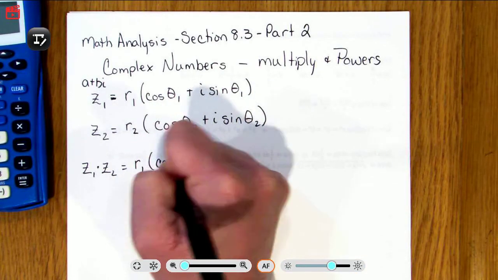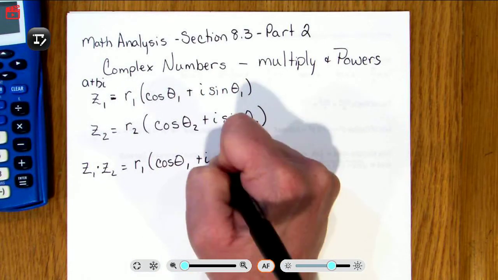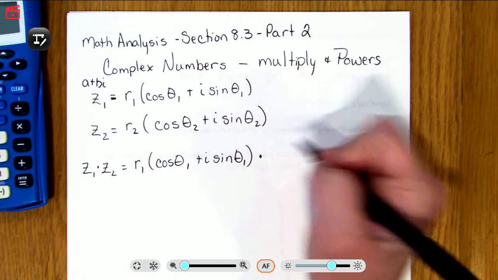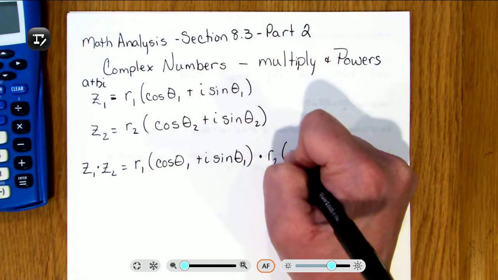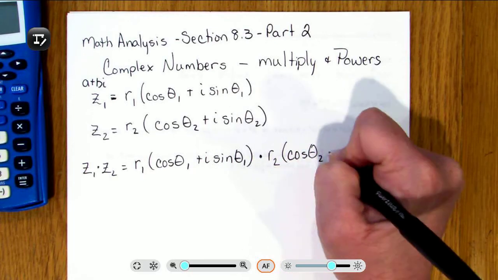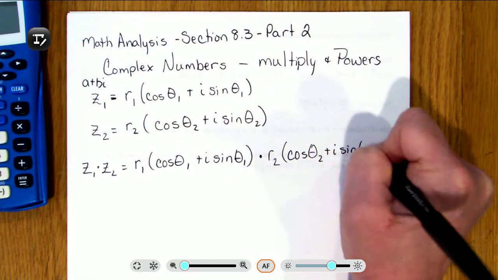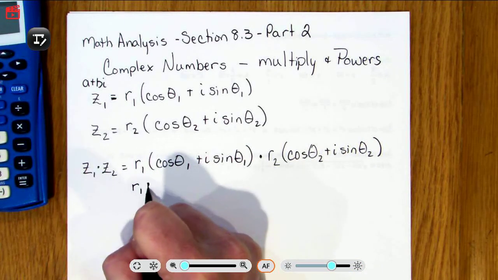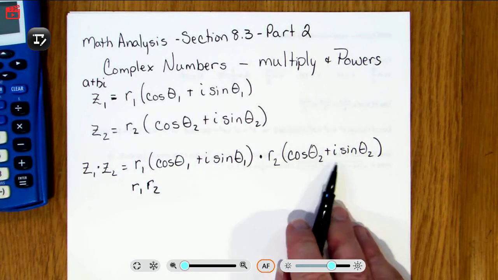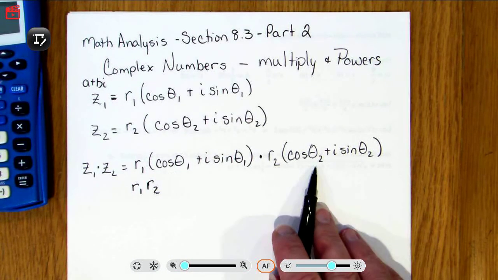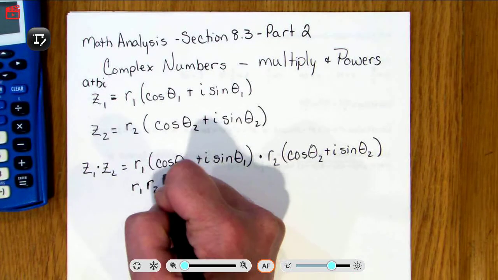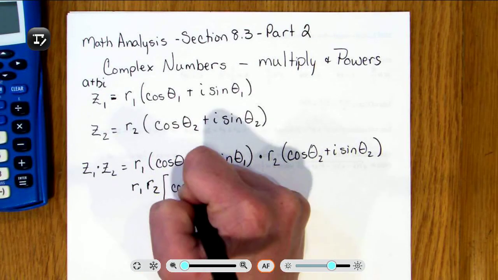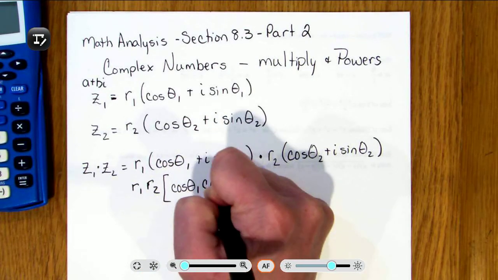So there's R1 times the cosine of theta 1 plus I sine theta 1. Okay, there's Z1. And I'm going to multiply that by R2 times cosine theta 2 plus I sine theta 2. Okay, bringing my R's out front, and then I'll have these guys multiplied together. So to multiply them, I'm going to have to do some foiling. So I'm going to have the cosine times the cosine, so cosine theta 1, cosine theta 2.